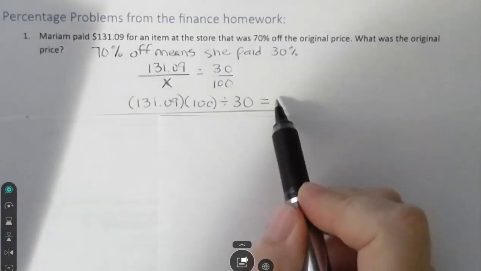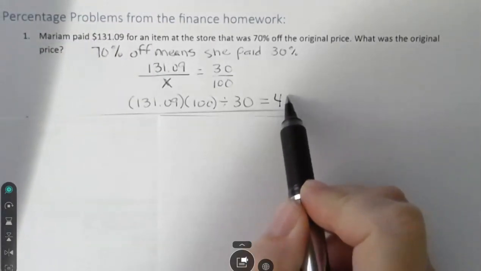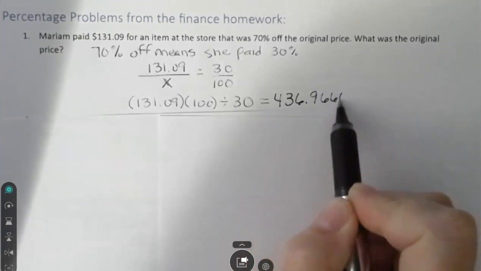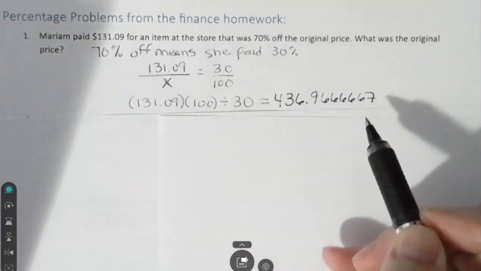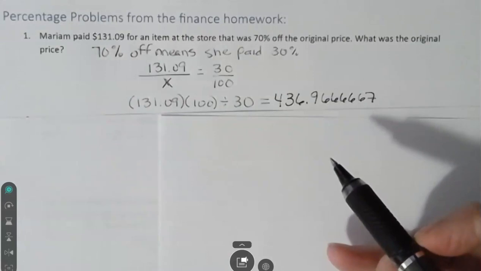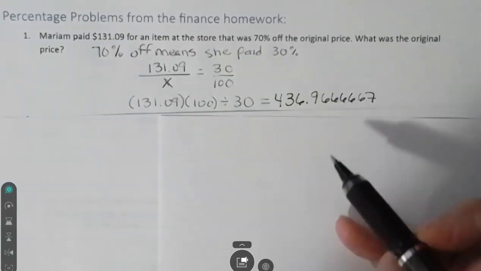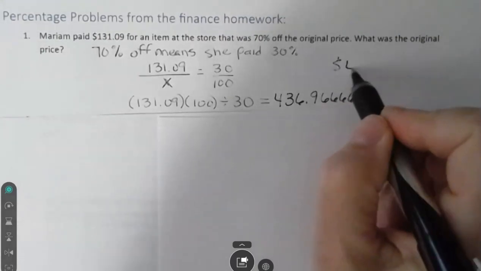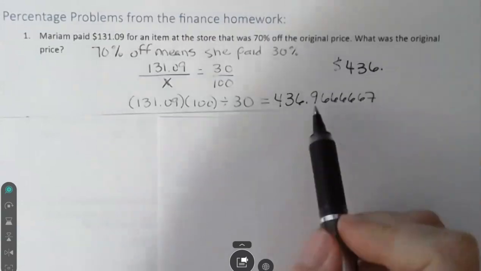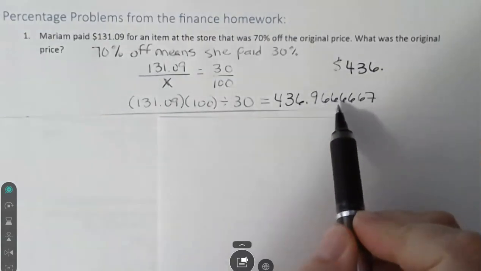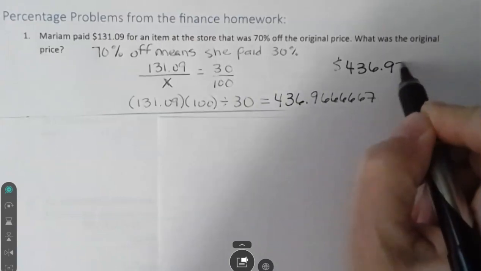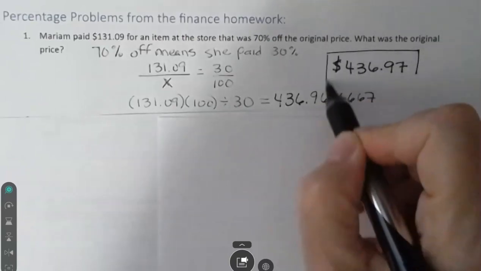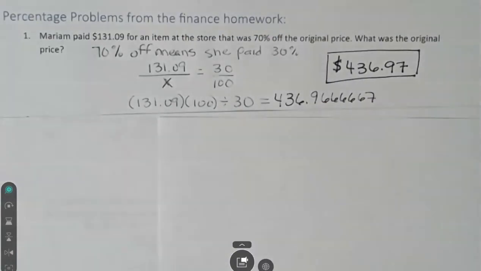What I get for an answer here is 436.96666 forever 7. When we're talking about money, we typically round to the hundredths place. When I round this, I get 436, and then two places out, the second number 6, I look one to the right, that's going to go up to be 97. So in general, we don't round until the end of the problem, typically when we're doing these finance or percentage problems.